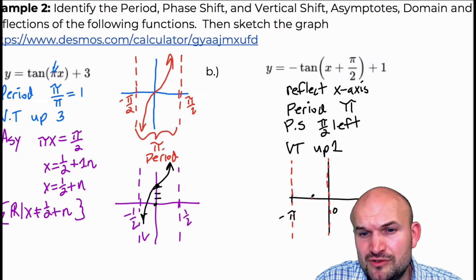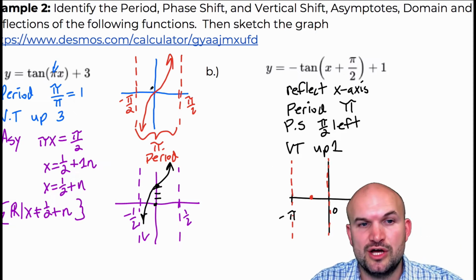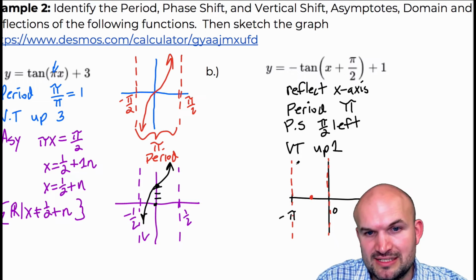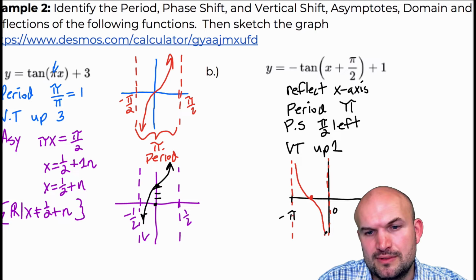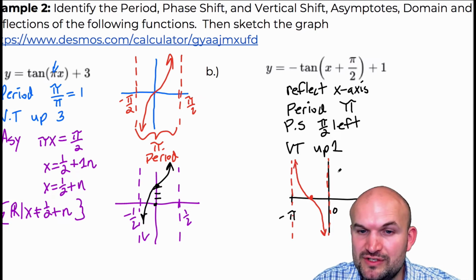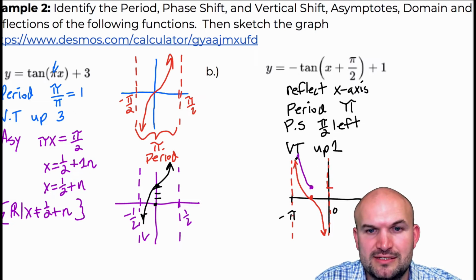And then the graph is going to look the same, except it's being reflected about the x-axis, right? So if you take this graph and reflect about the x-axis, you're going to have a graph that's going to look something like this. And then, don't forget, we also have to shift this graph up 1 unit. So I'm actually going to have a final graph that's going to look like that.